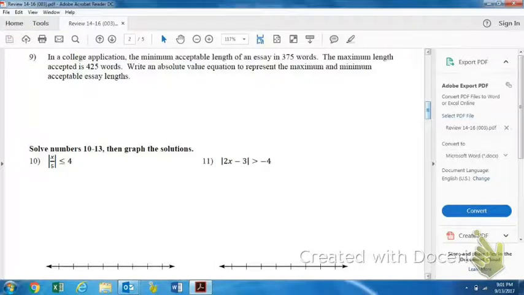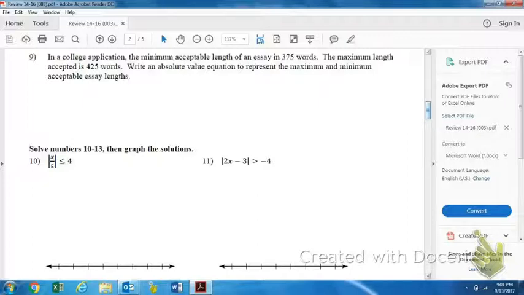Number 9, in a college application, the minimum acceptable length of an essay is 375 words. The maximum length accepted is 425 words. Write an absolute value equation to represent the maximum and minimum acceptable essay lengths.